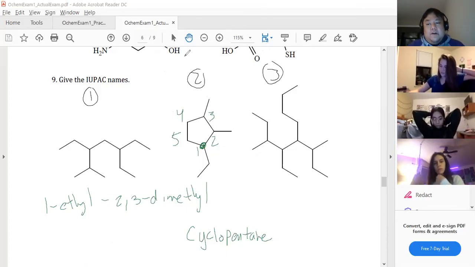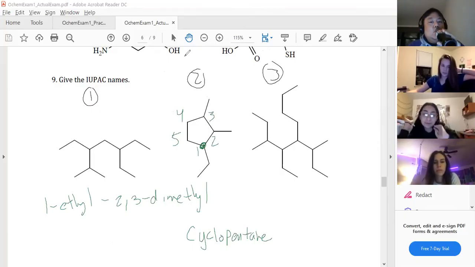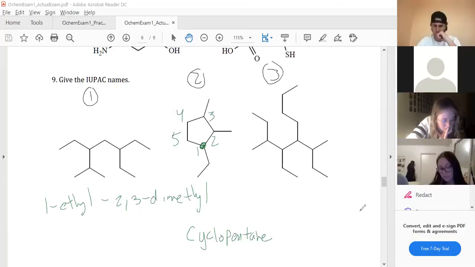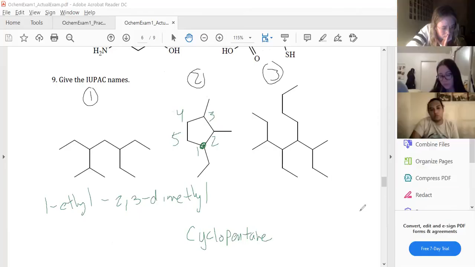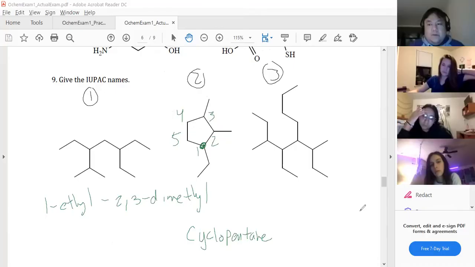When you learn more functional groups, you're going to have priorities of functional groups. You'll learn that a little bit later, but for now, this is not a big deal. I have a question. Go ahead. Did you start your 1 right there just because there's an ethyl group there, instead of just being a methyl? Yep. Okay, thank you. You're welcome.